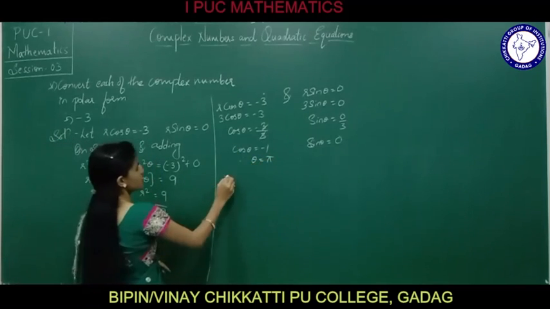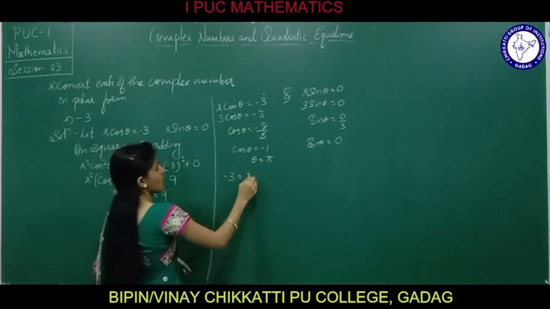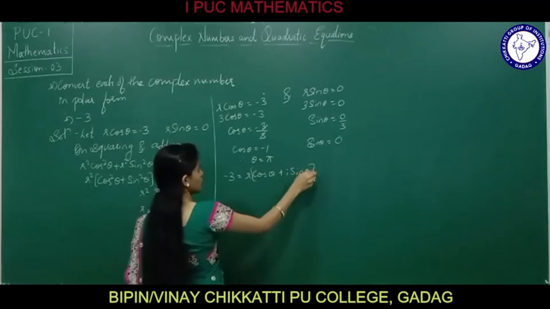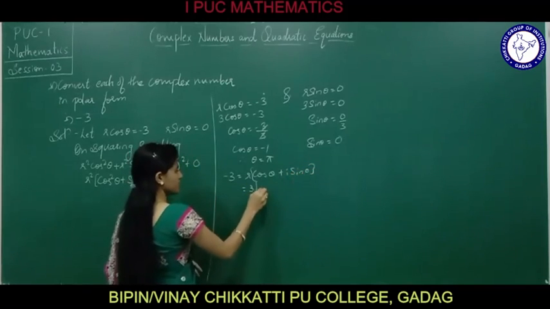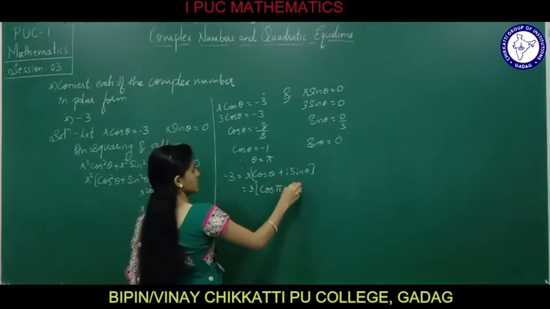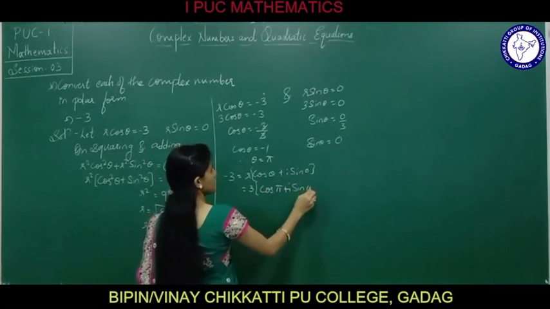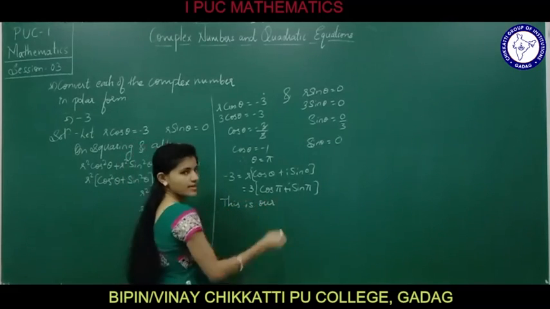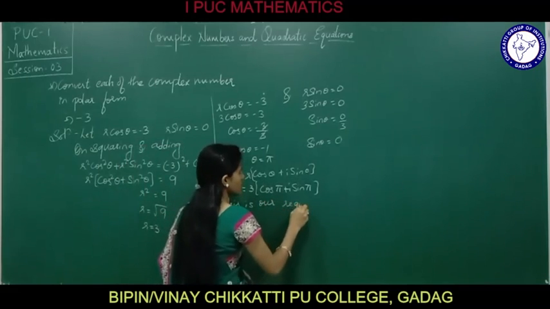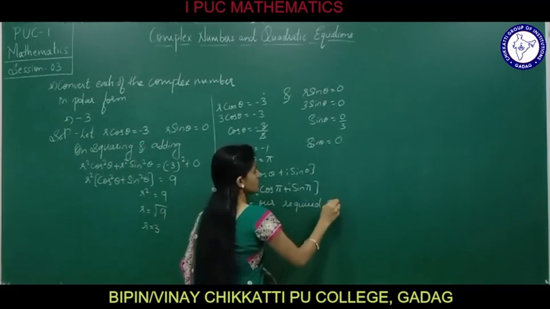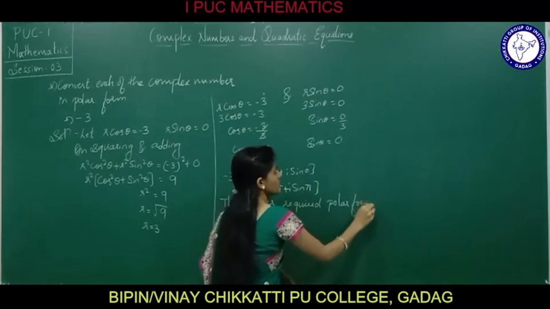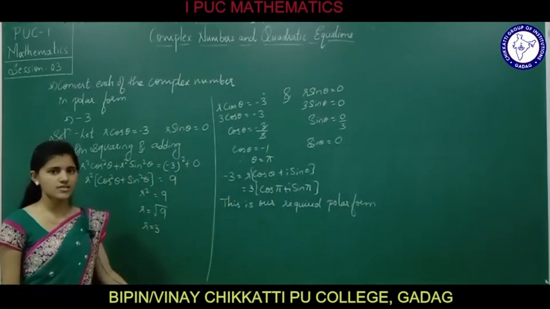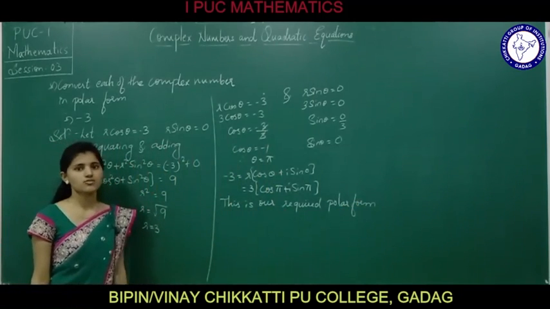Hence, we have minus 3 is equal to r into cos theta plus i sin theta. How are we going to get it? R is 3, so 3 cos of pi plus i sin pi. This is our required polar form. We know that when cos theta is minus 1 and sin theta is 0, the value of theta is equal to pi.